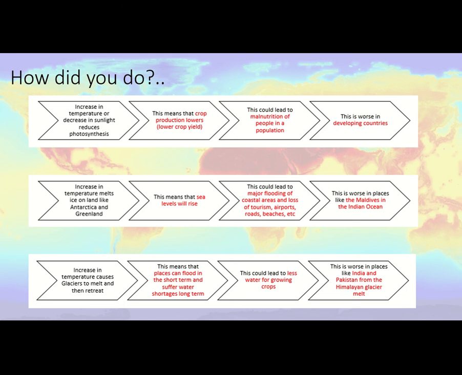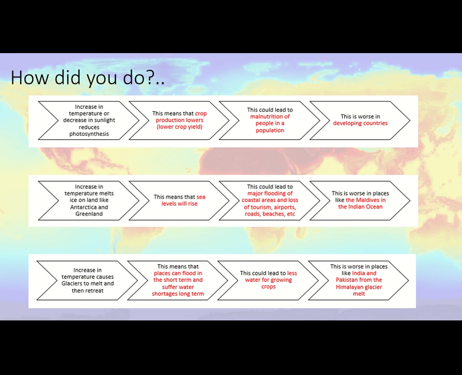Just to clarify, you don't have to have written everything I've written here, but what I would suggest is that it's similar, and it follows that same pattern with this is the problem, this means that, this could lead to, and give me an example place. So an increase in temperature or decrease in sunlight might mean that crop production gets lower, so less food, less crop yield, leading to malnutrition. People don't have enough food to eat. This is worse in developing countries like Ethiopia, could be an example.